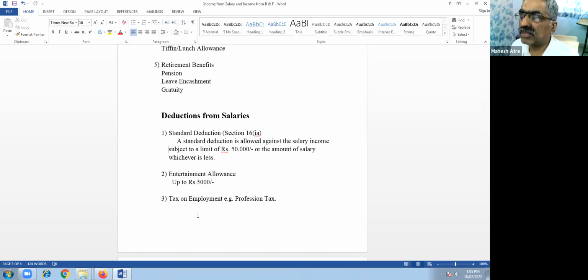So please try to understand, in income from salary, three deductions are available. First is standard deduction. Second is entertainment allowance. And the last is tax on employment, for example, the profession tax. Now I am going to conclude that for income from salary, first of all, the relationship must be of employer and employee. There are various types of salary categories, and all are going to be included in income from salary. And the deductions available are standard deduction, entertainment allowance, and tax on employment. So I am going to conclude this one.